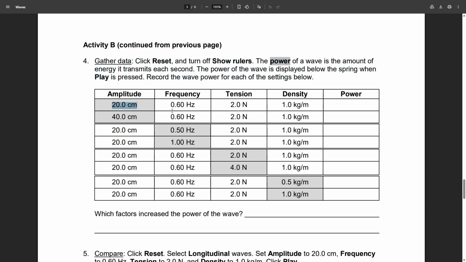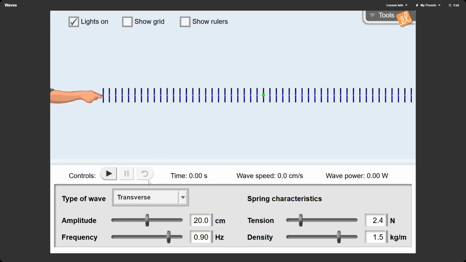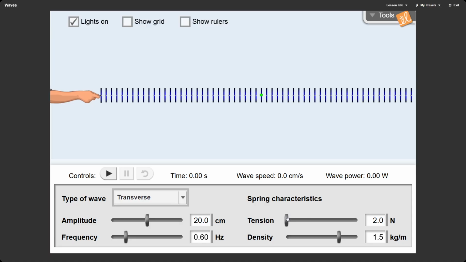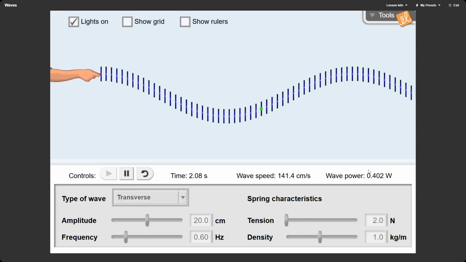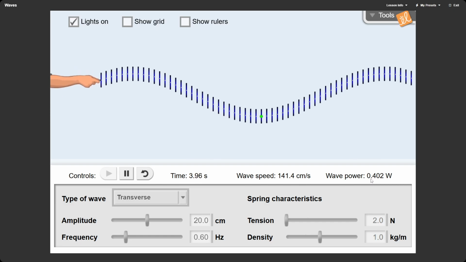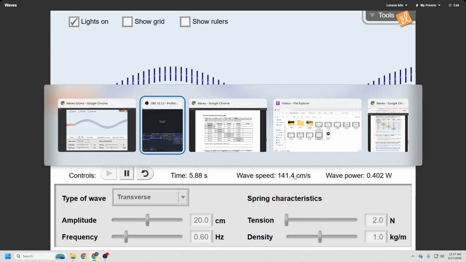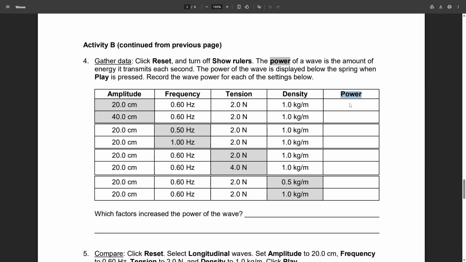So you want to go and check your amplitude. You want to make sure your amplitude's at 20. It says it wants the frequency to be 0.60. It wants the tension at 2, and then it wants the density at 1. So what you'll do is you'll hit play, and it wants the power, so you're wanting to write down 0.402 watts. You'll write that answer where it says power.